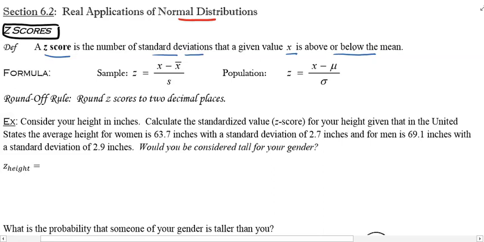Now, the calculator is going to give us an option, and I'm going to show you both options of how to do this. The formula, given a score, to find z, you take the score minus the average divided by standard deviation if this is the sample. And for the population, you take the score minus the average divided by standard deviation. We always round the z-scores to 2 decimal places.